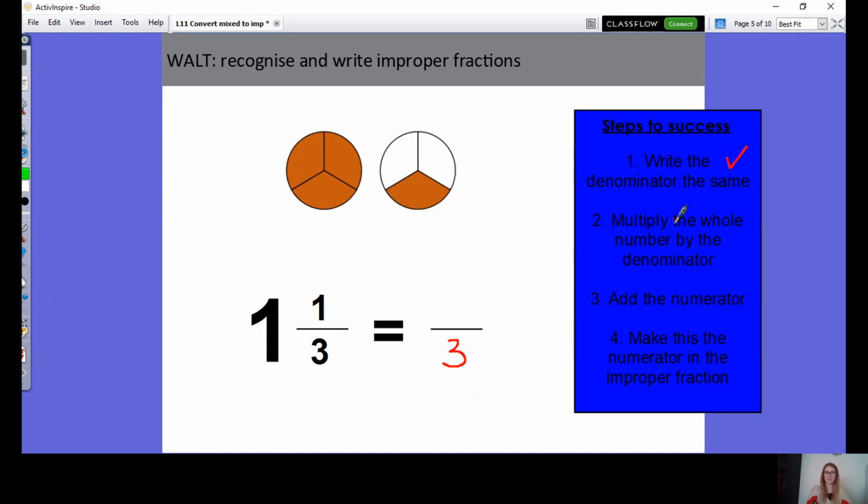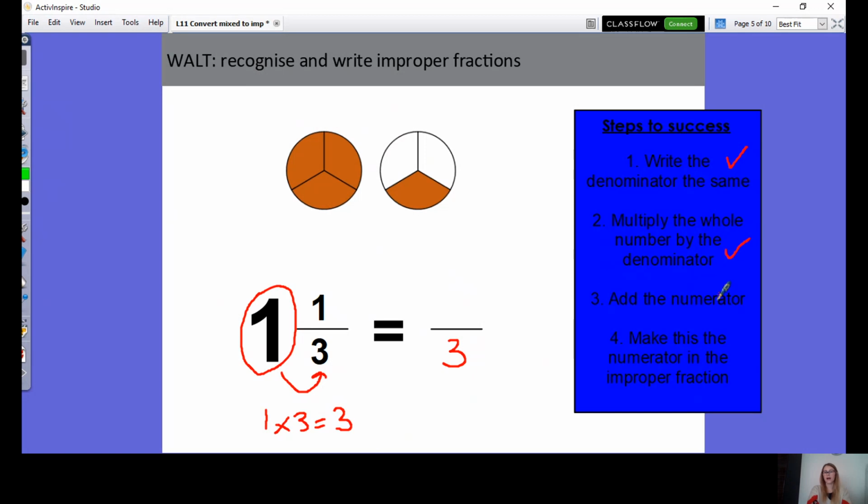Okay, the next part where it gets a little bit trickier, I need to multiply the whole number, which is my 1, by the denominator. 1 times 3. I'm just going to write that here just to remind me. And I know, we should all know, 1 times 3 is 3. So I have 3 parts in my whole.